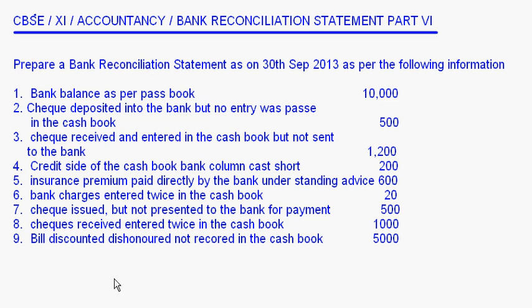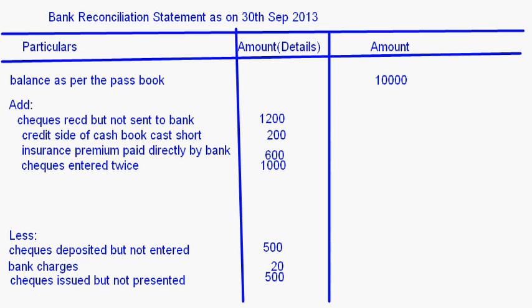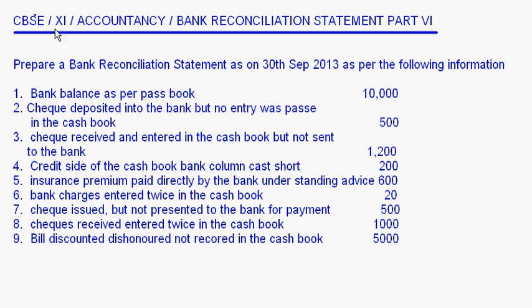and then the last one, bill discounted dishonored not recorded in the cash book. So a bill discounted with the bank has not been met, it has been dishonored, not recorded in the cash book. So when it gets dishonored, the bank balance decreases there, but it has not been recorded in the cash book, so the cash book balance is still more. So here you will write bill discounted dishonored. So that is 5000. That's all. So these are the entries.